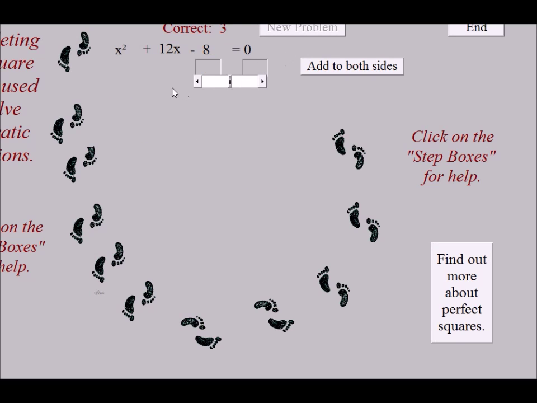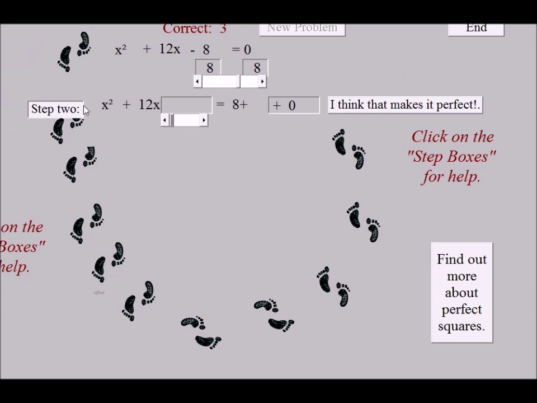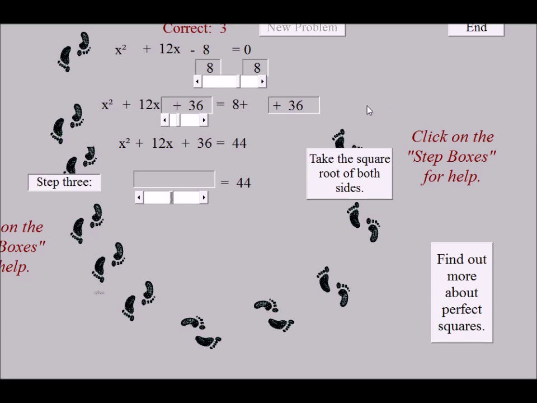Maybe one more. Two numbers that multiply to give us 8 and subtract to give us 12? I don't think so. So we can't factor this. We're going to add 8 to both sides. We're going to figure out what makes this perfect. Half of 12 is 6. It needs a 36. Get good at it. I think that makes it perfect.